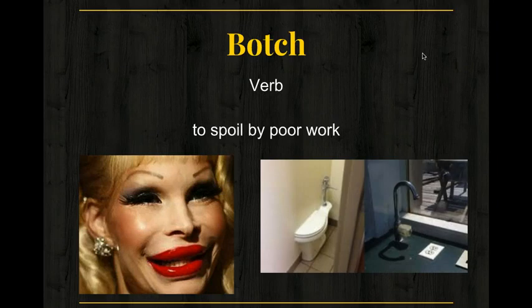Another example of botch would be construction. So here you have a wall that's split down a toilet, and that's an example of botched construction. Also a water faucet that looks like you turn the water on and water is going to flow right into an electric outlet. That would be examples of botched work, or to spoil by poor work.